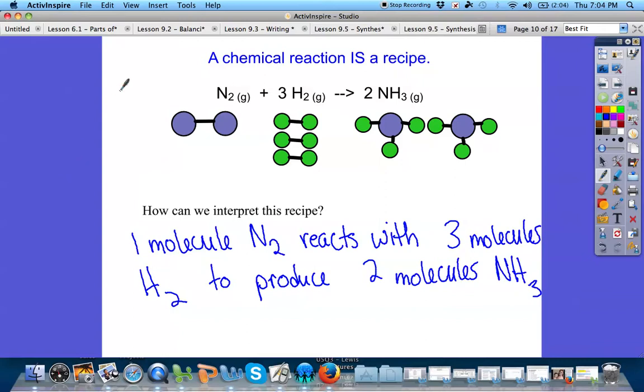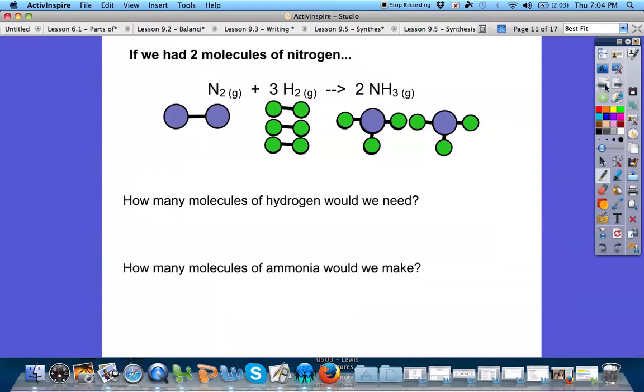Now, we call these molecules because they're all covalent compounds. If they were ionic compounds, you would refer to them as formula units. And if it was a single type of element and no subscript, then it would be atoms. So if instead of just having 1 molecule of nitrogen, we double the amount of hydrogen, we're going to need to double everything. So we're going to need 6 molecules of hydrogen, and that's going to produce 4 molecules of ammonia.